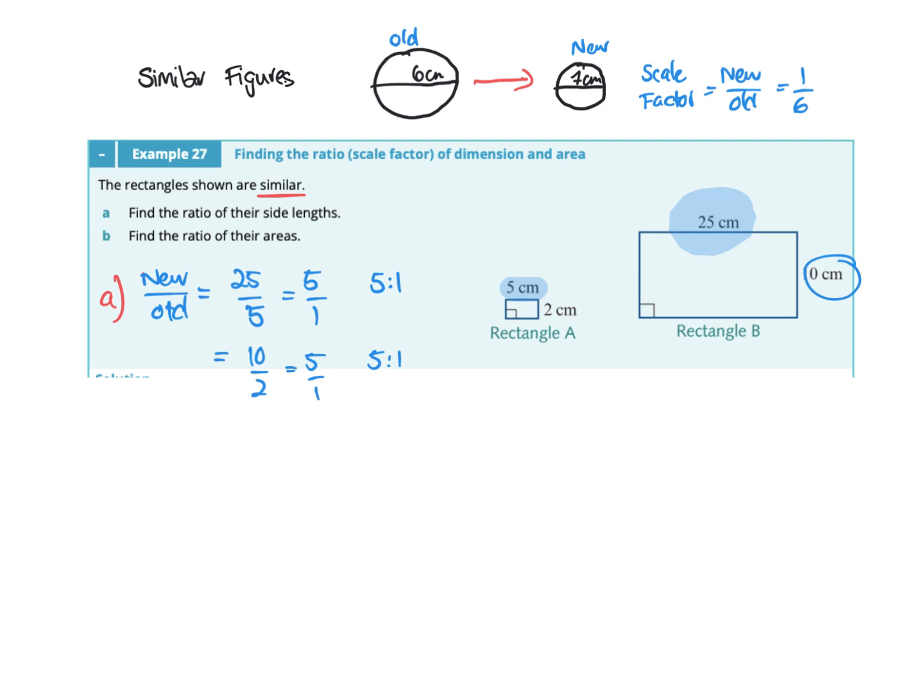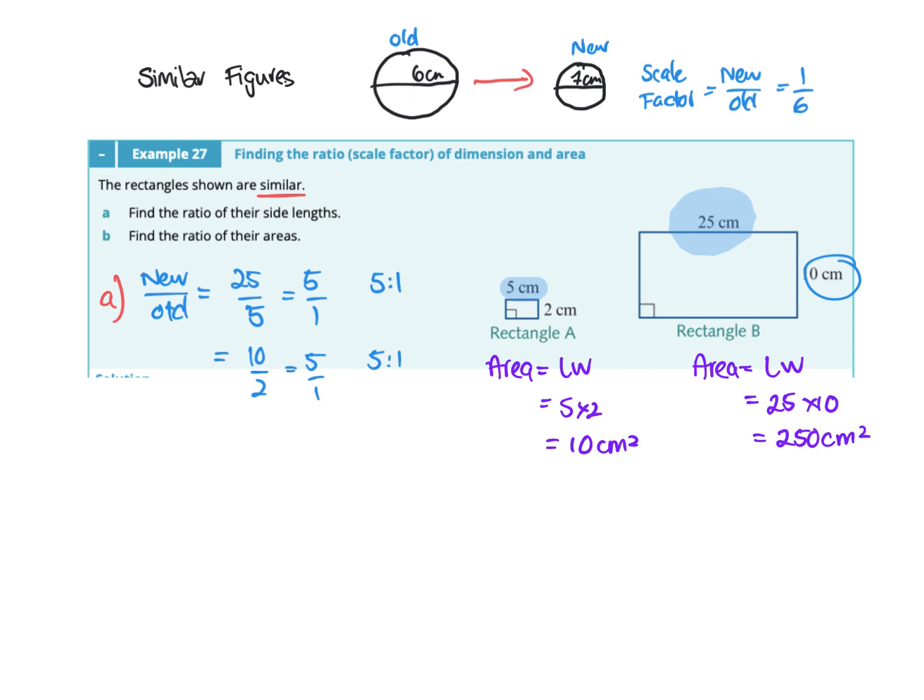Now, it says find the ratio of their areas. We've done a little bit of area work. So first of all, let's find the area of these two rectangles. What's the formula for area of a rectangle? Length times width, yeah? So it will be 5 times 2, so this one is 10 centimeters squared. And if we do this one, it would be 25 times 10, which equals 250 centimeters squared.